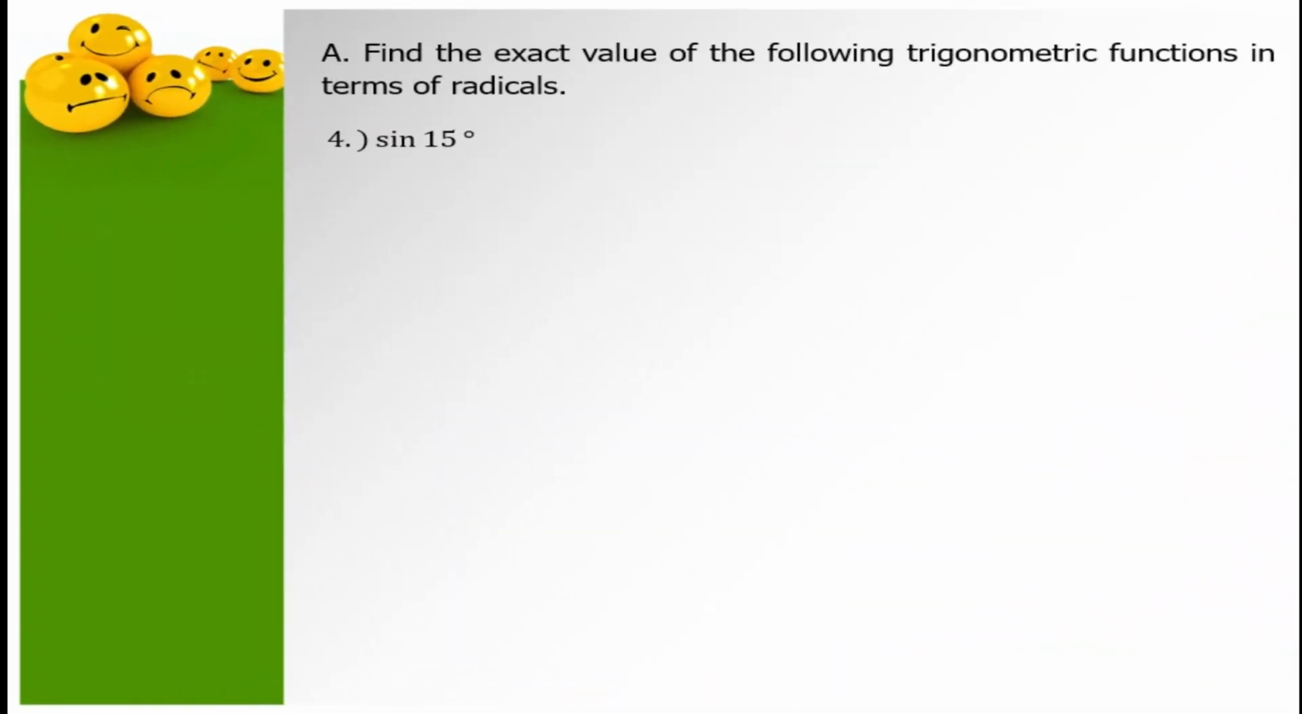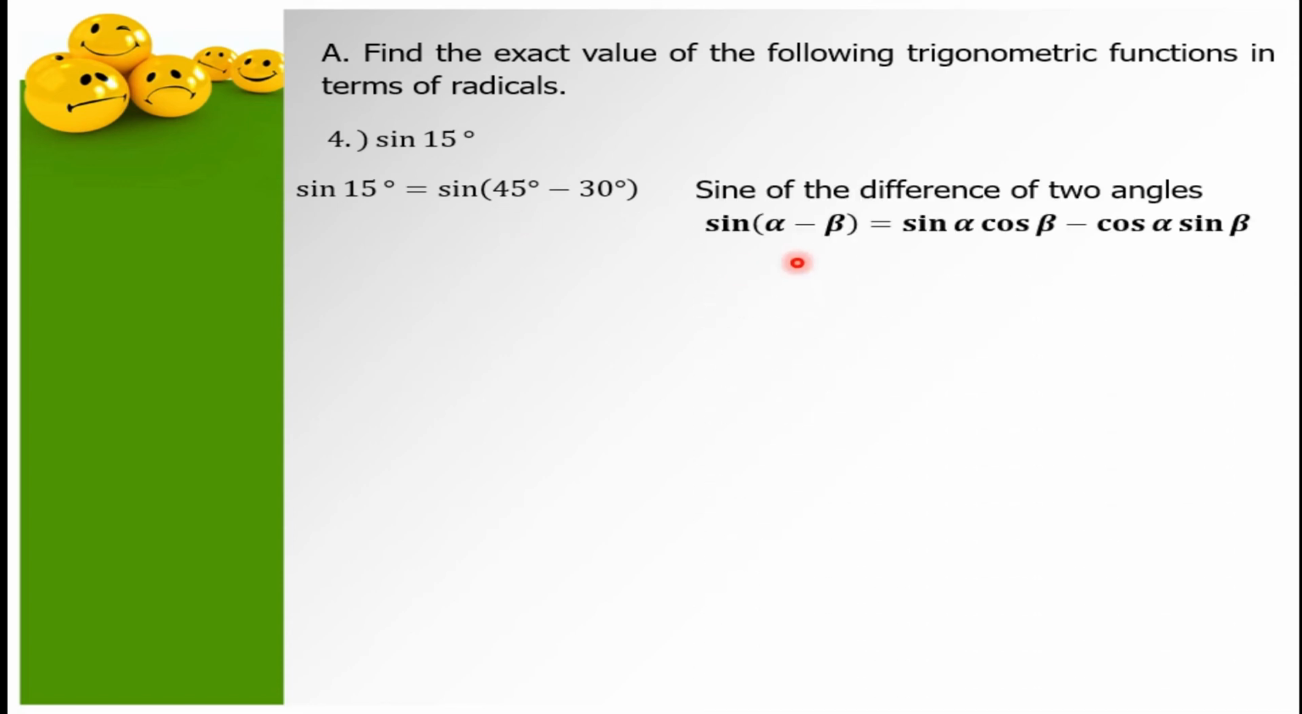Number 4, we have sine 15 degrees. Okay? So we can express this as the sine of the difference of two angles. So 15 degrees is also equal to 45 degrees minus 30 degrees. Okay? So we'll use this formula. So we have here sine 45 degrees times cosine 30 degrees minus cosine 45 degrees times sine 30 degrees.